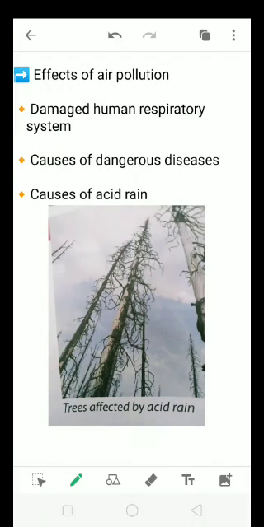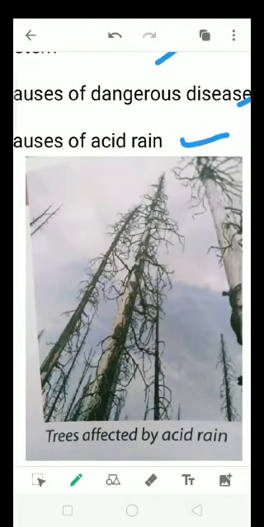So what are the effects of air pollution? The human respiratory system can be seriously damaged by air pollution. It can cause dangerous diseases like lung cancer, tuberculosis, pneumonia, asthma, and other breathing problems. It can also cause acid rain. This is a type of rain, and as a result you can see the trees are affected like this by the acid rain.